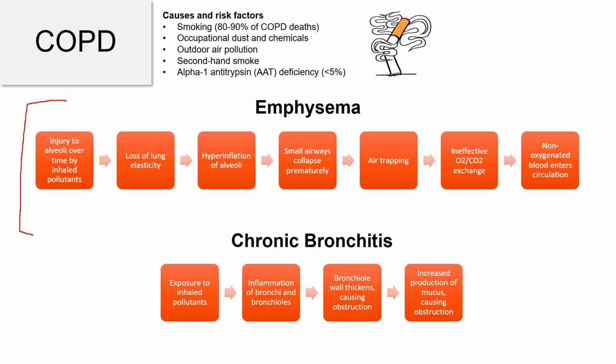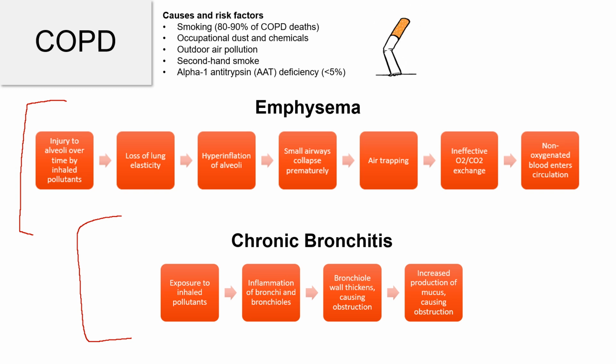Let's look at the pathway for both emphysema and chronic bronchitis. With emphysema, you're going to have injury to the alveoli over time by your inhaled pollutant, whatever that may be. We're going to say cigarette smoke. That leads to loss of lung elasticity, so the lungs aren't able to stretch out and come back to their normal form. Hyperinflation of the alveoli: those alveoli are getting too big. This is going to collapse those small airways prematurely, which leads to air trapping. That leads to ineffective exchange of oxygen and carbon dioxide, which is not good, and non-oxygenated blood entering circulation. So these patients will be in a state of hypoxemia, and they'll also have elevated carbon dioxide. They're going to be retaining carbon dioxide.